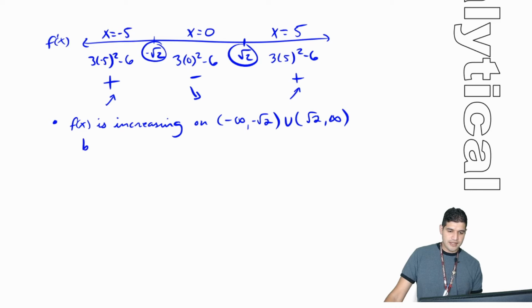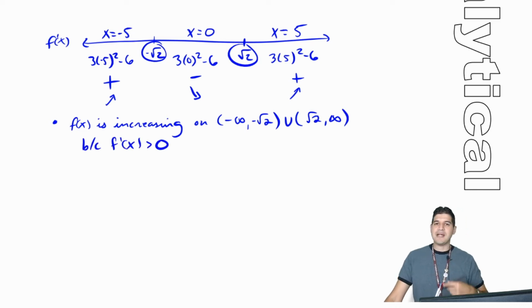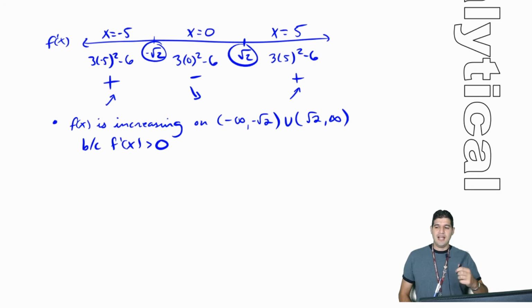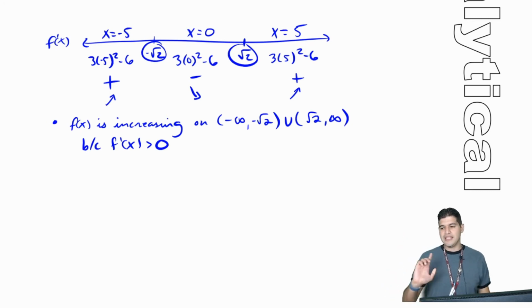And the reason for this is because f prime of x is greater than 0. That's my calculus reason. Because when f prime of x is greater than 0, when it's positive, f of x is increasing. And we've done the analysis above to show that. But we still need to actually write out our reason for it.